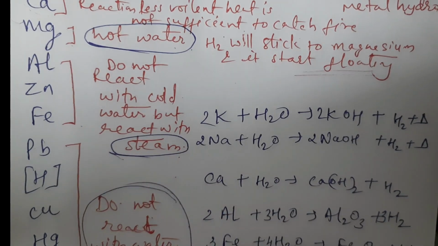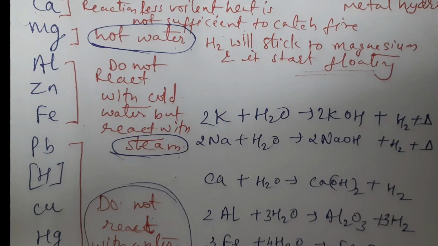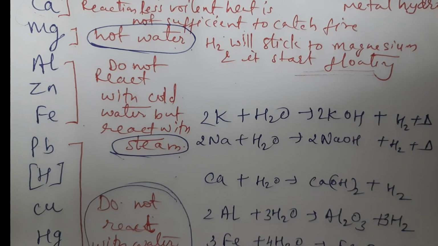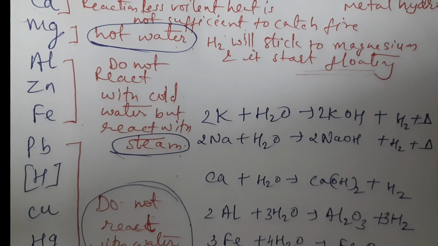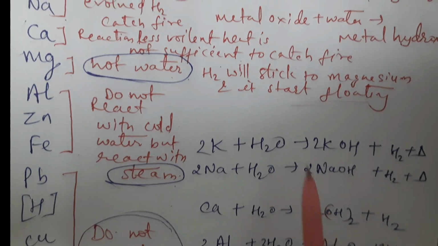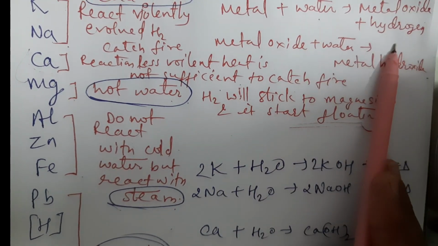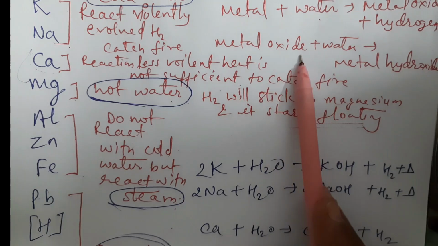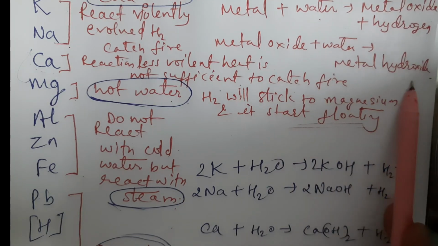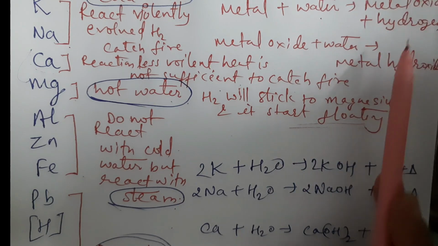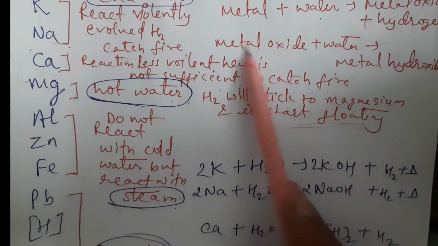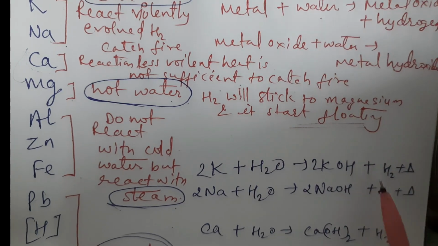Now coming to the bottom of the series, from lead onwards till gold, they do not react with water at all. So here is how the metals are reacting and what they are liberating. When metals react with water, they liberate metal oxide and hydrogen. Again, this metal oxide will react with water to form metal hydroxide. This is the main reaction which you can remember so that you can write further equations.